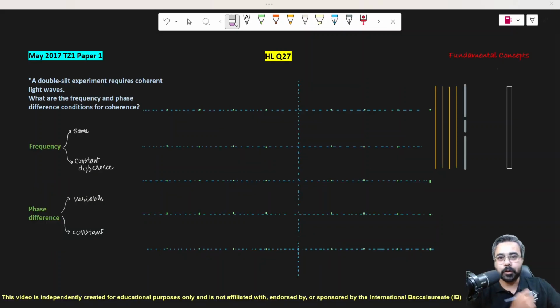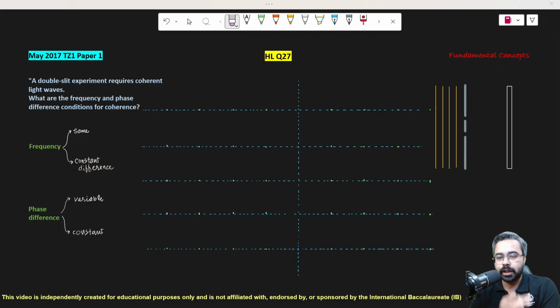No coherence, no fringes. So let's unlock the most important as well as puzzling condition of the interference of two waves. In this question, we are going to discuss: if two waves have to be coherent in order to produce fringes, then what factors make those two waves coherent? So let us investigate.